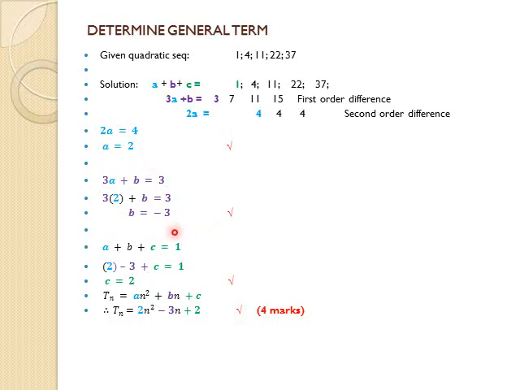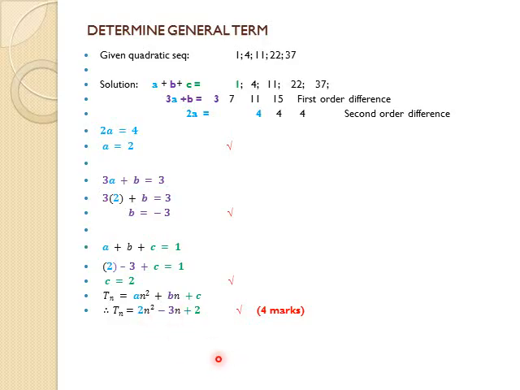Right, now a and b must be substituted in the last. So I have a plus b plus c equals 1. My a is 2. My b is negative 3. Right, and it's there 1. So 2 minus 3 would give me negative 1. If I take negative 1 over, 1 plus 1 would then give me 2. So if Tn equals an squared plus bn plus c, my a value is 2, my b value is negative 3, and my c value there is 2.